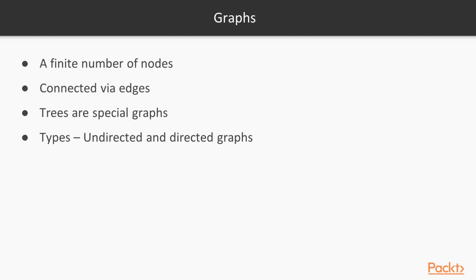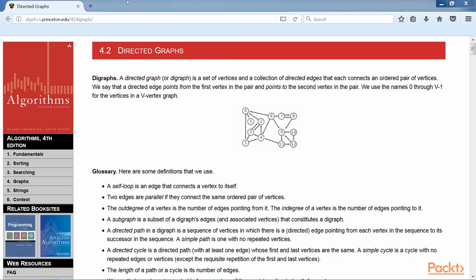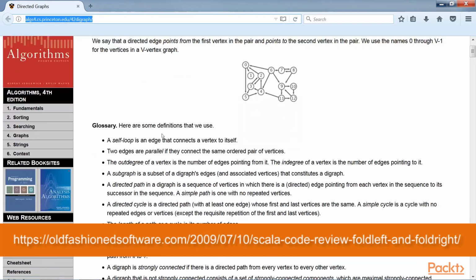A graph has a finite number of nodes, also commonly called vertices, connected via edges. Trees are special cases of graphs with additional constraints. There are undirected and directed graphs. We'll be looking at directed graphs, also known as digraphs. I will explain the terms as they come along, however, this website would help as a quick refresher or introduction for you.